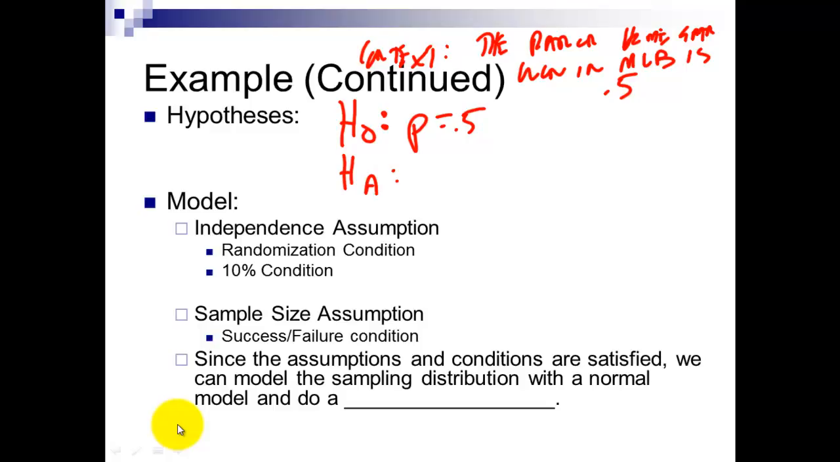What's the alternative in this case? We're trying to show if there's a home field advantage. So we suspect there's an advantage. So you suspect that P is greater than 0.5.